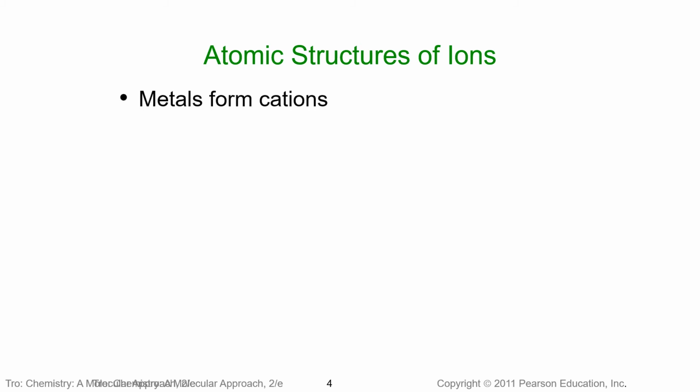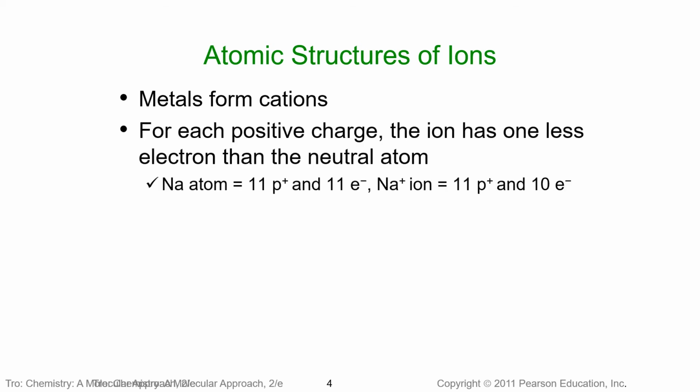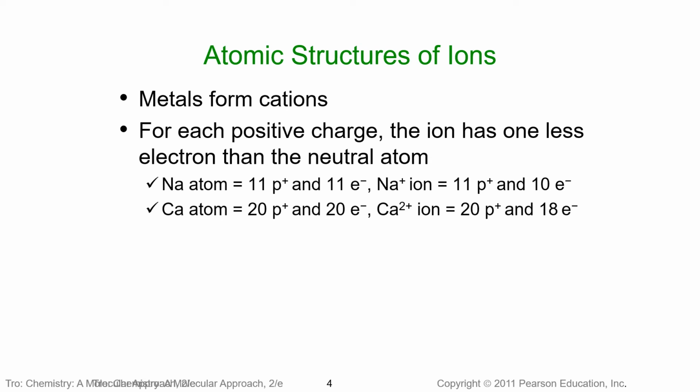Let's look at the cation now. Metals form cations, so that is the left side of the periodic table. For each electron that is lost, so we have fewer electrons now, we have more protons. For each electron that's lost, we gain a positive charge on our ion. And again, when there's only one charge, we just write the sign. And if we have multiple charges, like our calcium, which lost 2 electrons, we write the number first and then the charge.